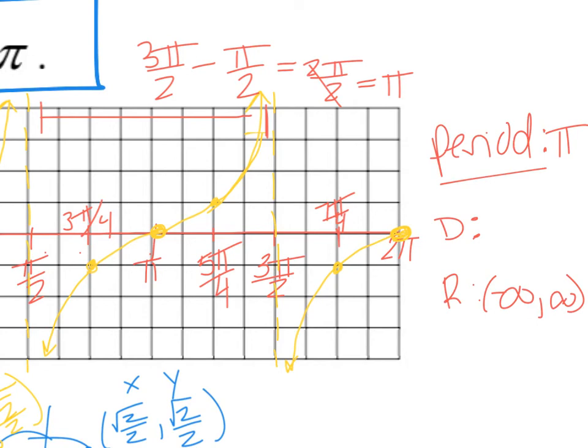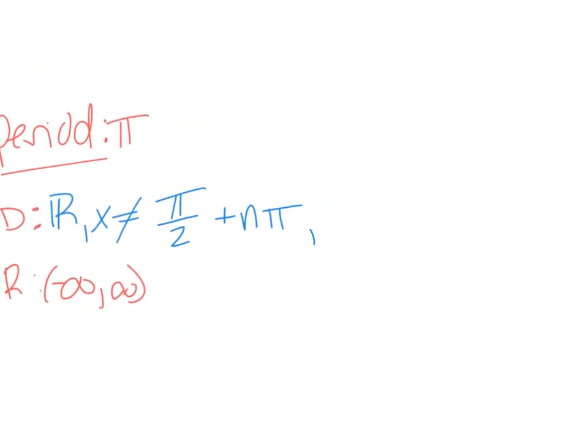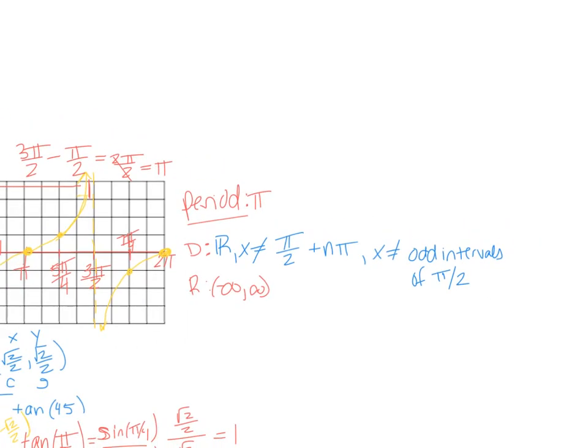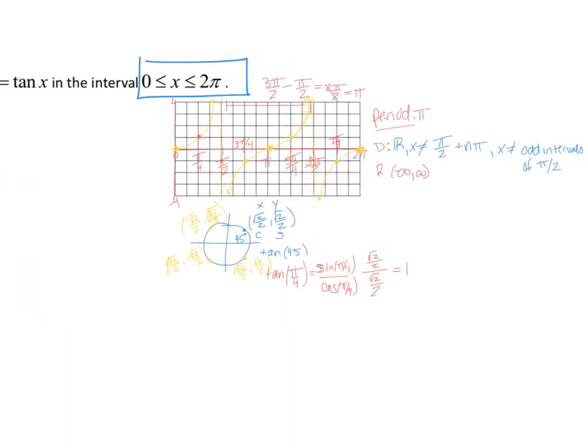So the domain is going to be all reals, but x cannot be odd intervals of pi over 2. This is the fancy way you would write n pi plus pi over 2, because if you keep adding intervals of pi, you would keep increasing pi over 2. But the easiest way to write it is that x cannot be odd intervals of pi over 2, because that's where the graph is undefined, because that's where cosine is 0 in the tangent fraction. So I hope this helps you guys on how to graph tangent, and I'll see you soon.